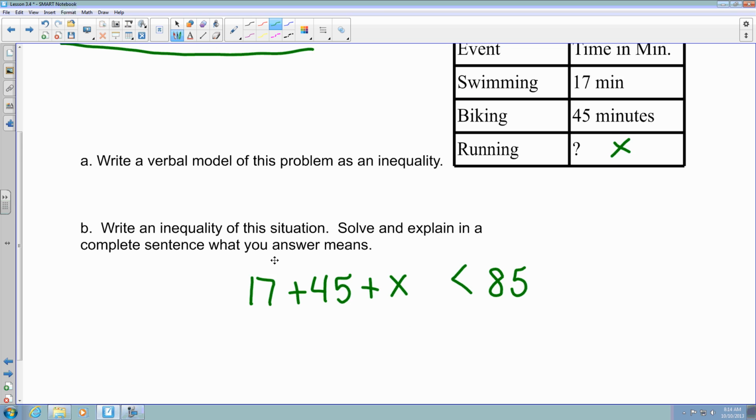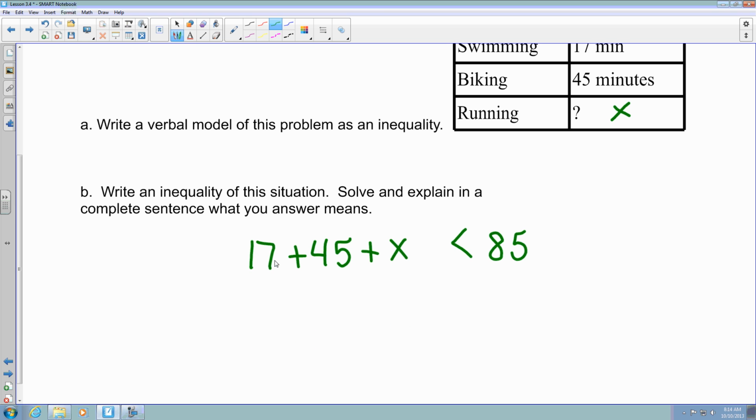So looking at this inequality, you're still going to treat it just like you would if it was an equation. You're going to solve for the like terms. So I got 17 here, I got 45 here. Now what's 17 plus 45? That is a, so we got what, 2 and 62 is less than 85.